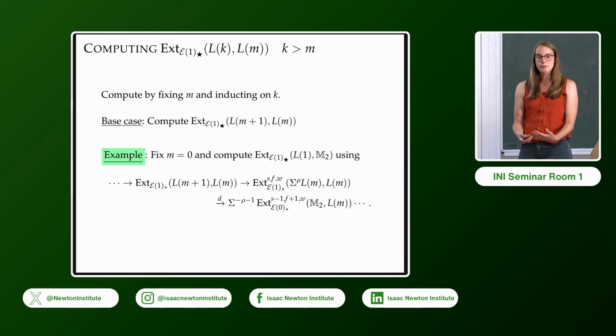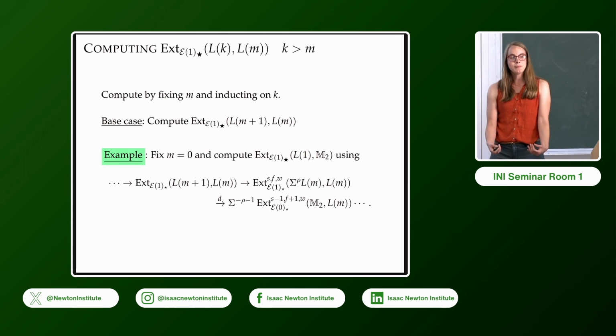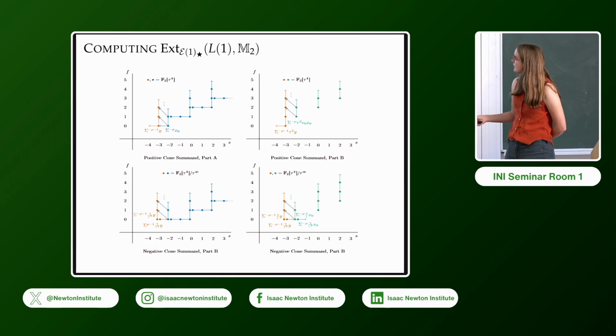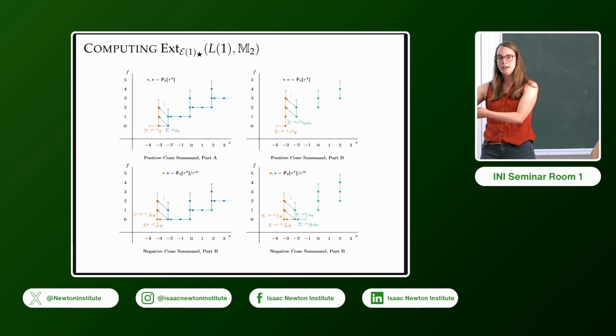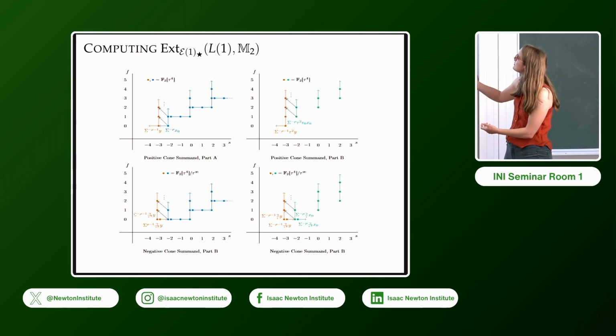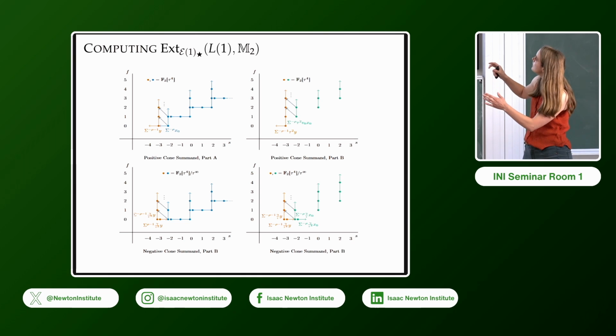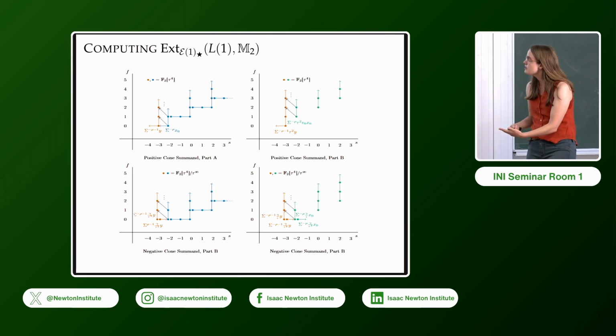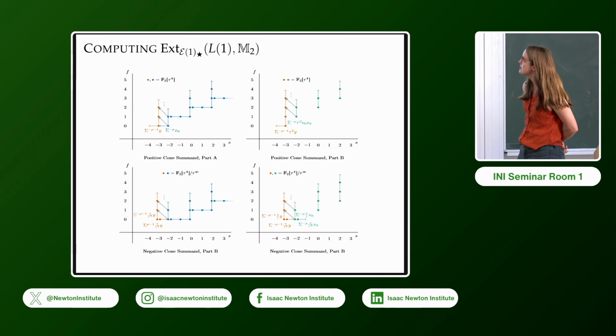So for the example, we'll set m equal to 0 and just compute x L of 1, m2, using our long exact sequence. So now the x over e of 1 portion is shifted by minus rho. So you can see the x over e of 1 in blue and green shifted 2 to the left, so beginning at minus 2. And the x over e of 0 is inserted still at minus rho minus 1, so at negative 3 in these pictures.